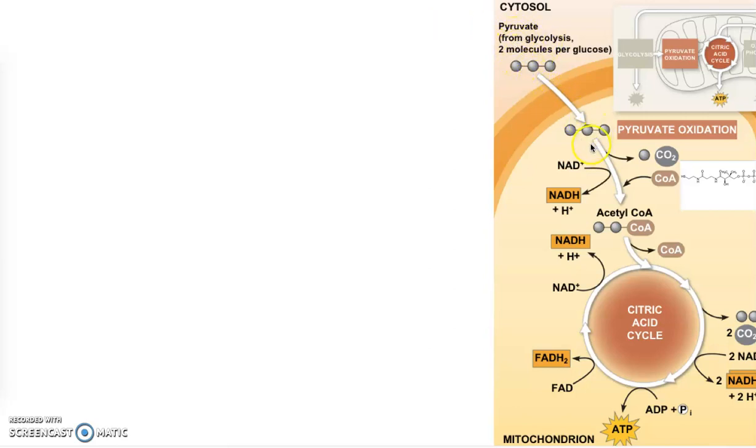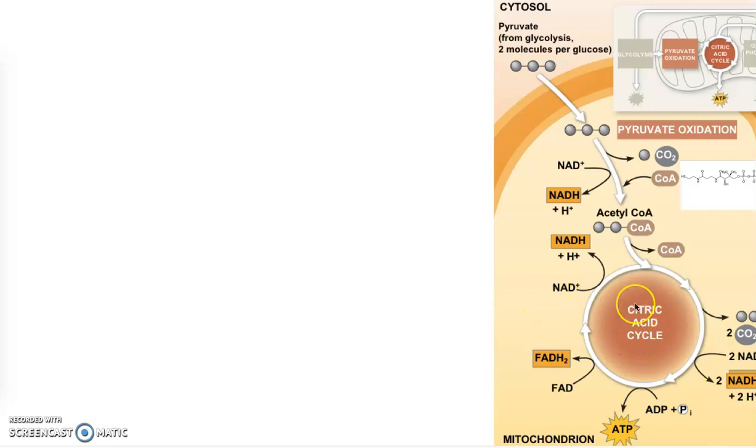They then are transported into the mitochondria, where they are then broken down to release a carbon dioxide and create something called acetyl-CoA. That acetyl-CoA then enters the Krebs cycle, or the citric acid cycle, where we're going to generate a total of 6 NADHs and 2 FADH2s and 2 ATPs. That's the energy side of things.